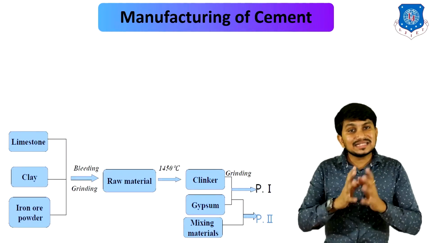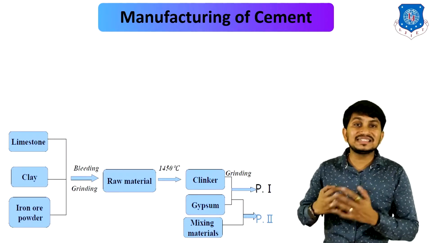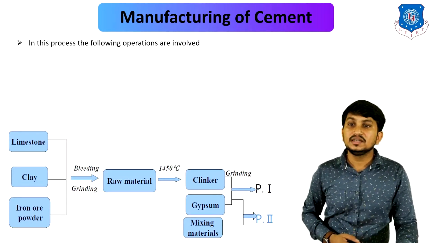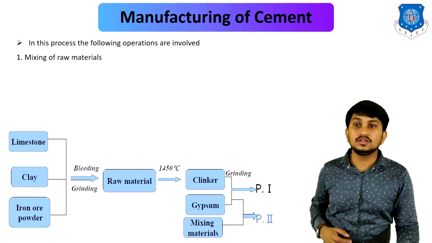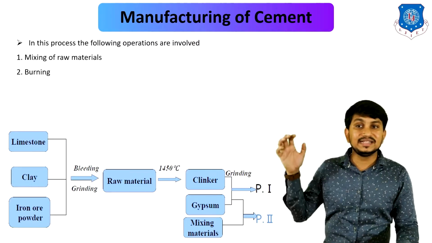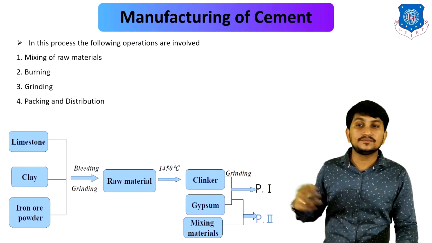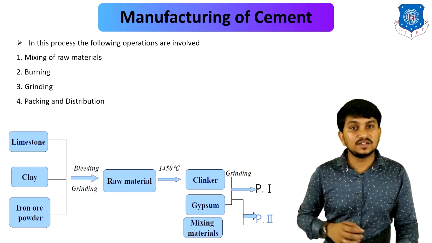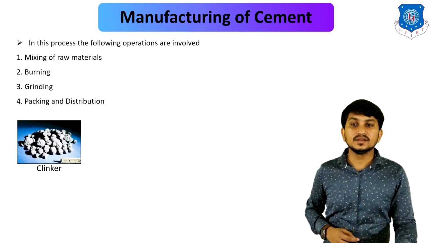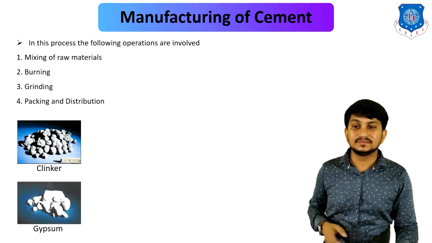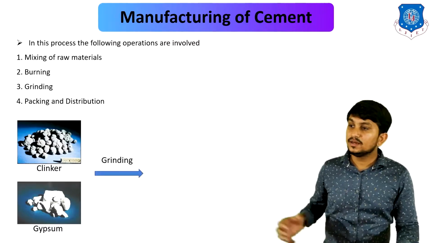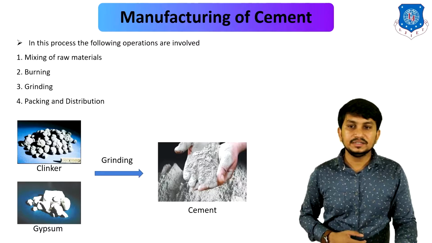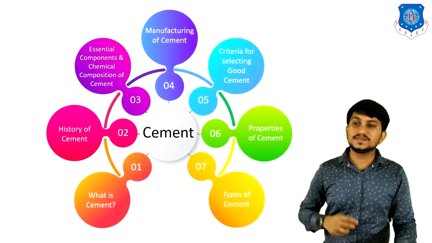In this cement, additionally, some mixing materials are added, like fly ash, silica fume, etc. In this process, the following operations are involved. First is mixing of raw materials, second is burning, third is grinding, and fourth is packing and distribution. These are the processes involved in manufacturing of cement. Here, the clinker looks like this, and gypsum looks like this. By grinding these two, we make the cement. That's all about the manufacturing of cement.